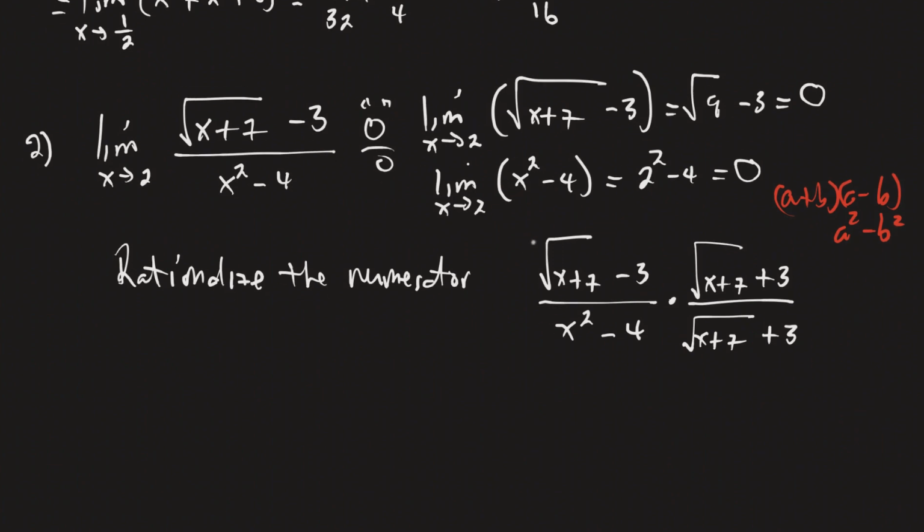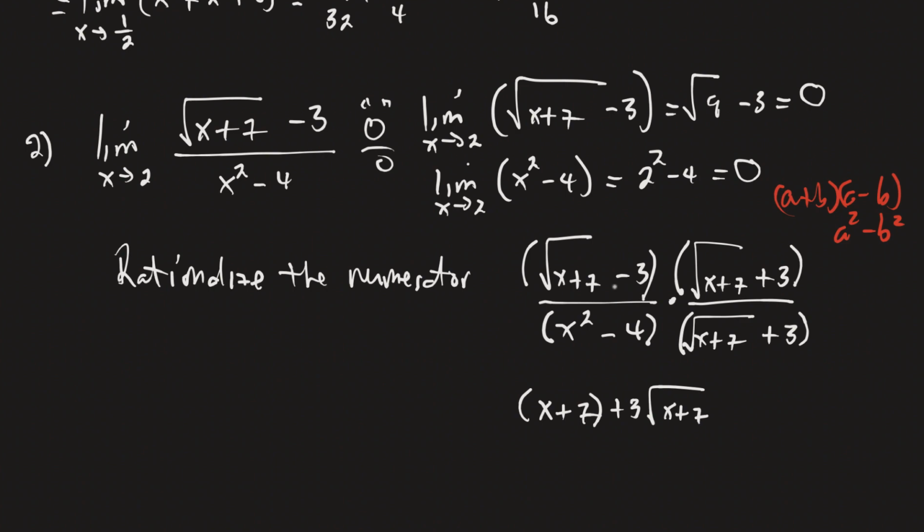So again, I'm just going to use some parentheses so that you clearly see the order of operations. So that's what it looks like. In the numerator, if I take the root of x plus 7 times itself, the root goes away. So I'll be left with x plus 7. Let me keep that in parentheses. If I take the radical in the first pair of parentheses times the positive 3, I'll have a plus 3 root x plus 7. Now for the other term, essentially we're FOILing out, right?